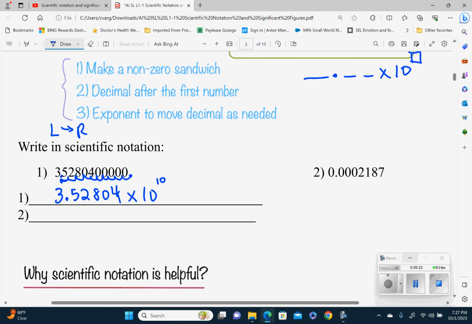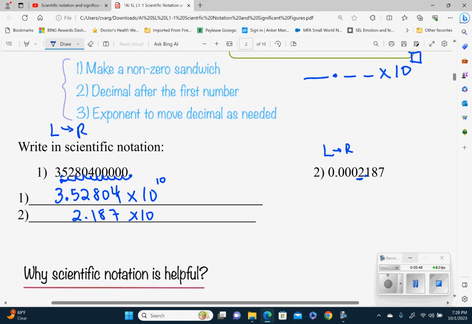All right. We're going to do another one. This question number 2 right here. From left to right, the first number that we have that is not a 0 is this 2. So I'm going to write 2 point, all the other numbers to the right, 187, and then we're going to do times 10 to the. Now this one already has a decimal, right? It's right here.